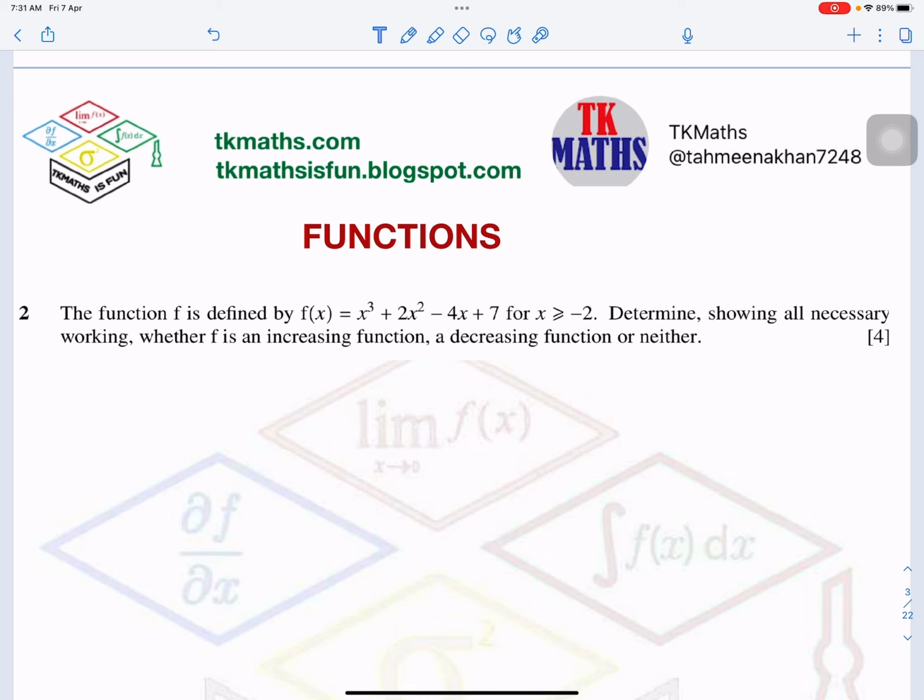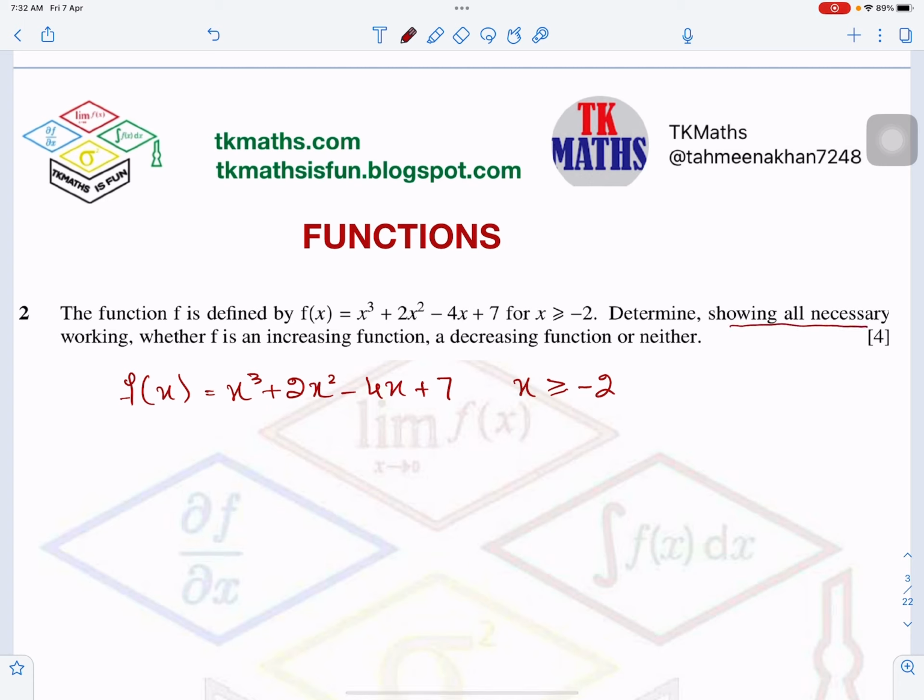So the equation of the function is given to you here, which is f of x equals x cube plus 2x square minus 4x plus 7. And an important thing is the domain is given to you. So this function we will consider for the values of x which are greater than or equal to minus 2. Now what do we have to do here?